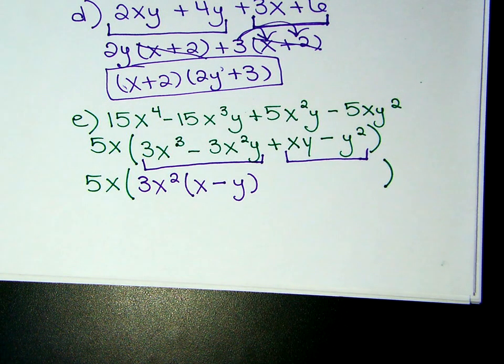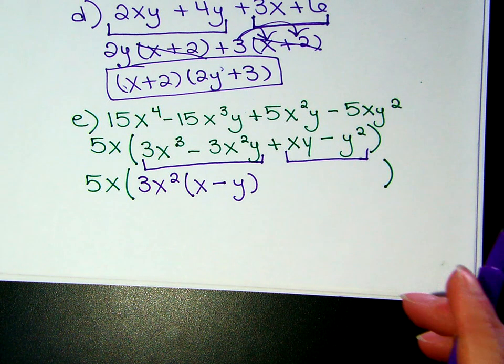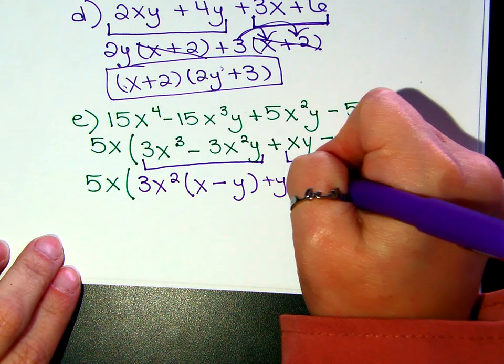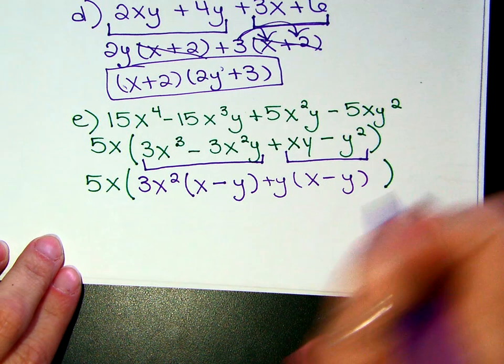What does an xy minus y squared have in common? Yeah, they got a y in common. Let's pull one of those out. That will leave me with an x minus y, which is just what we were hoping for.